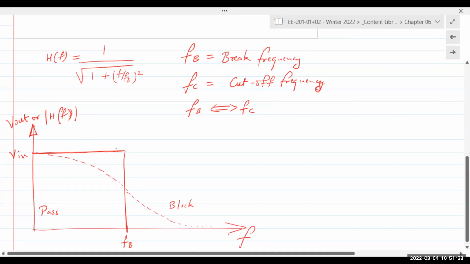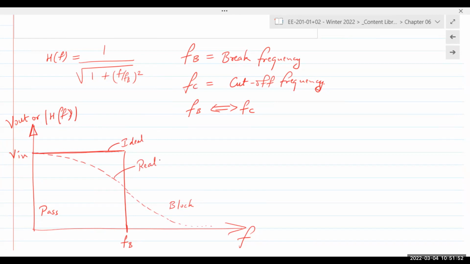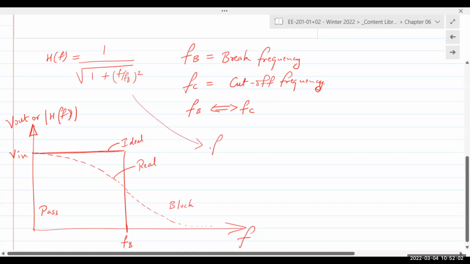Like this. So this is ideal. And this would be a real life filter. FB is somewhere here, obviously, depending on the design. And the way it would relate to the equation is, at F equal to FB, H of F will have a value of 1 over root 2. V out over V in will be 1 over root 2.